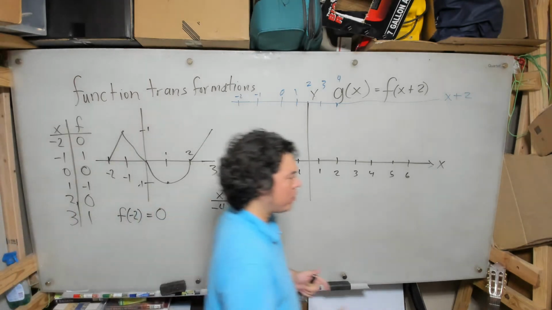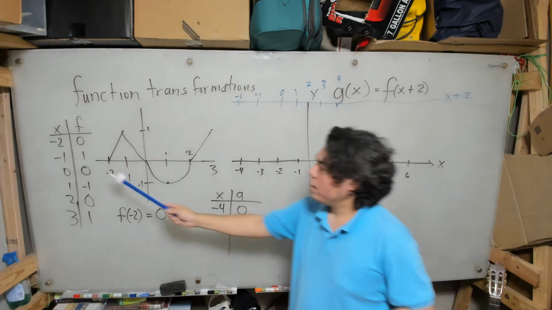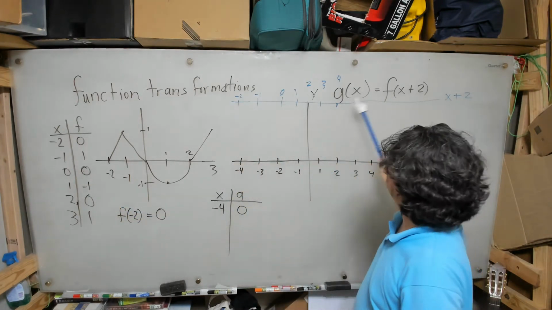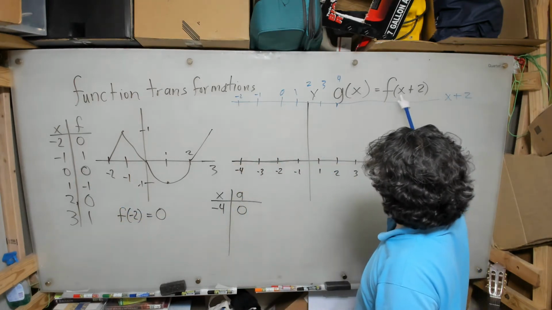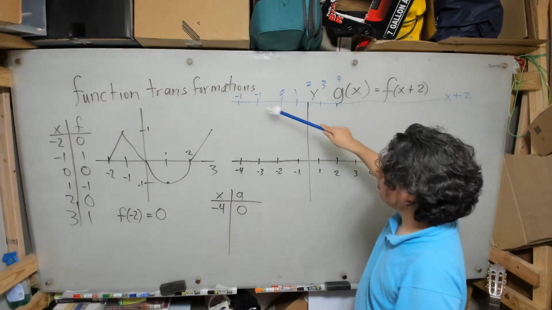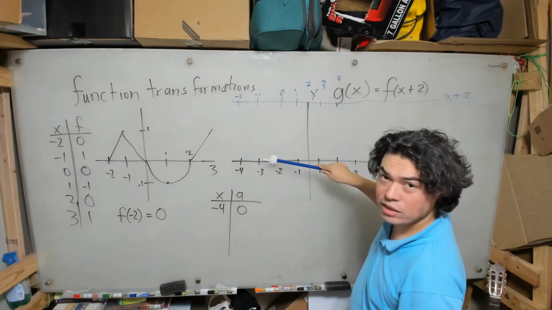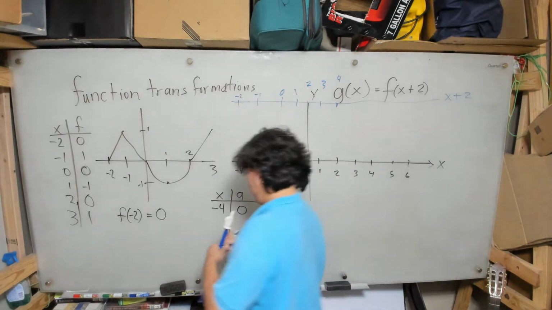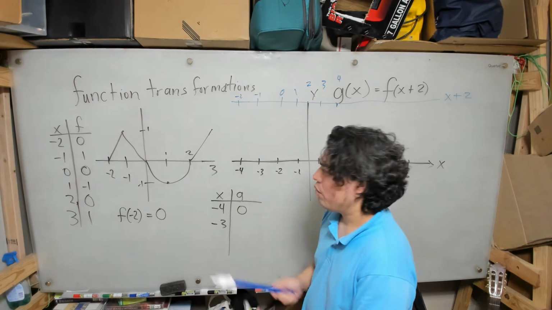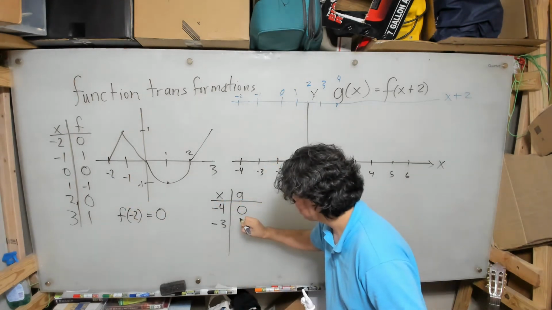Let me walk you through again with the next point. If I take x equals -1, then I know that this will be -1 here, because this is my x plus 2 line. That corresponds to g of x at x equals -3. And we know that the value that f takes on there is 1.